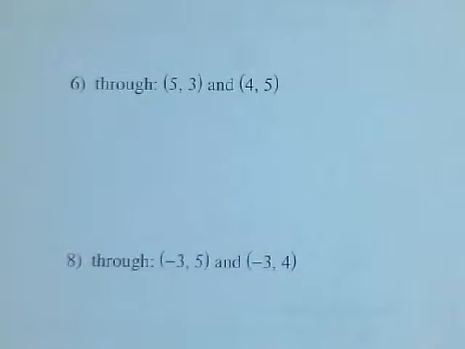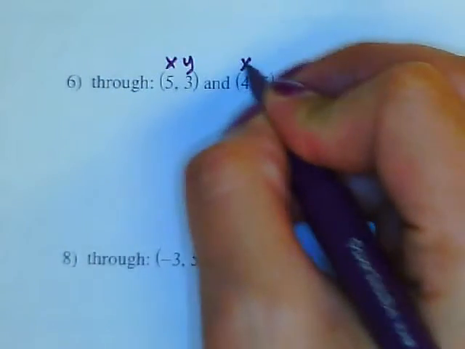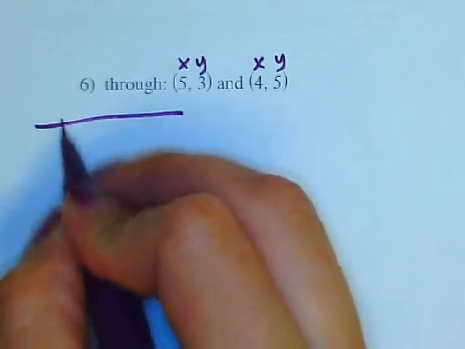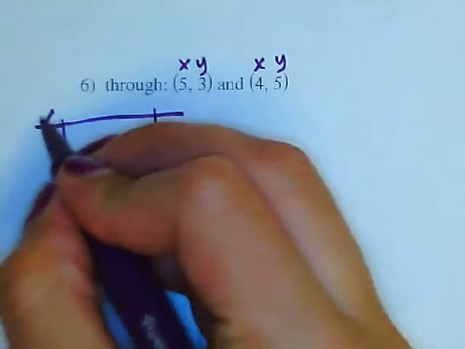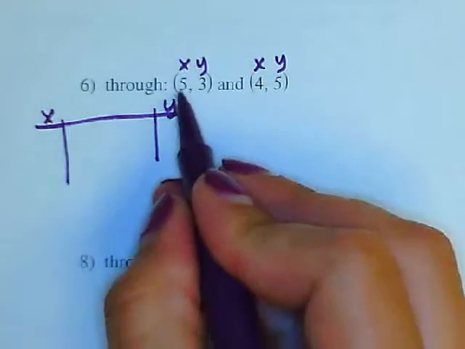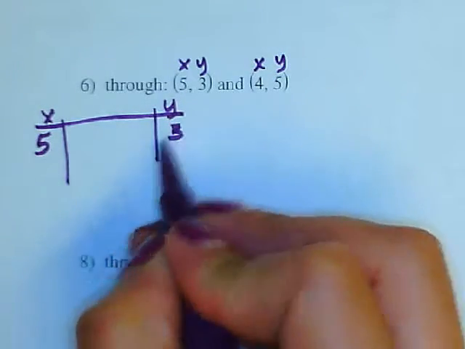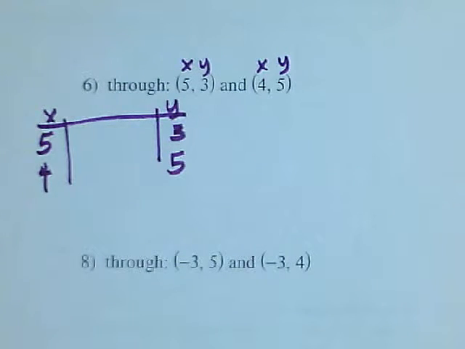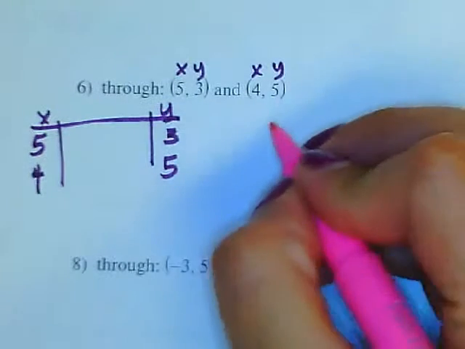For number 6, I'm going to do the same process. The first thing I'm going to do is label my points x, y, x, y. Okay, and then I'm going to build my process table, x, y, and plug in my points 5, 3, and 4, 5. Next, I am going to write my slope formula.